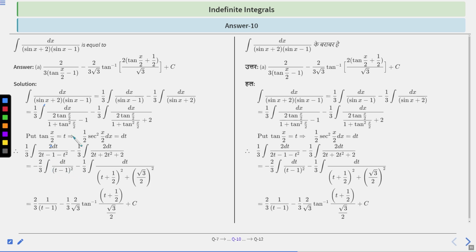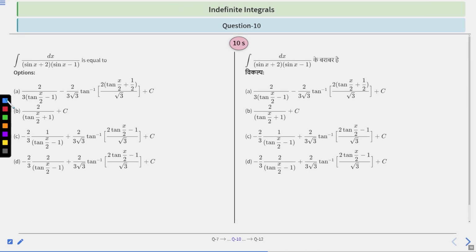So the first portion can be written as minus 2 by 3 integration of dt upon t minus 1 whole square, minus 1 by 3 integration of dt upon t plus 1 by 2 whole square plus root 3 by 2 whole square, right? Which is equal to 2 by 3 times 1 by t minus 1, minus 1 by 3 times 2 by root 3 tan inverse of t plus 1 by 2 upon root 3 by 2, plus c. Clear? So option A is the right choice. Clear? Option A is the right choice.